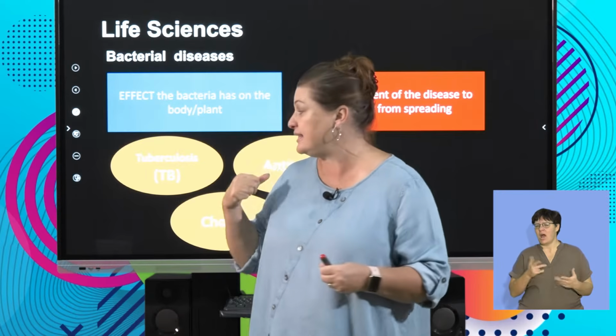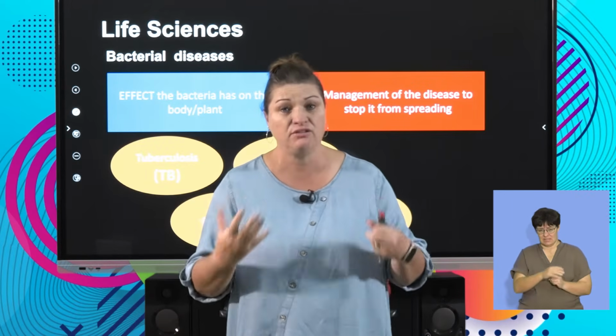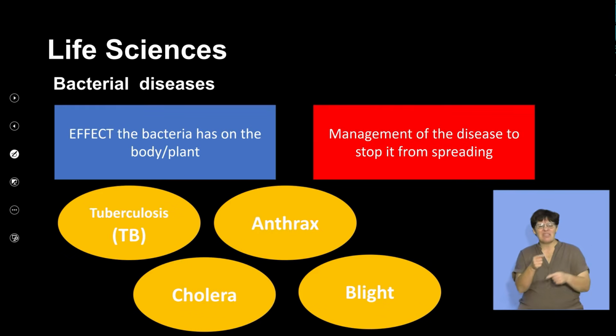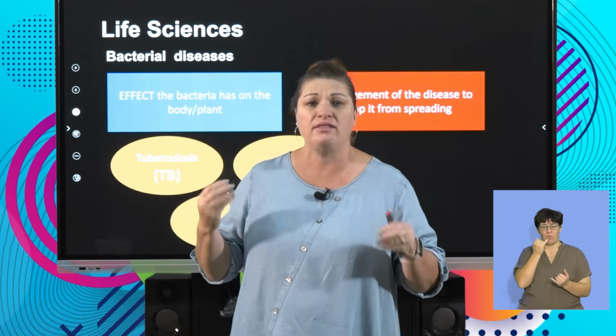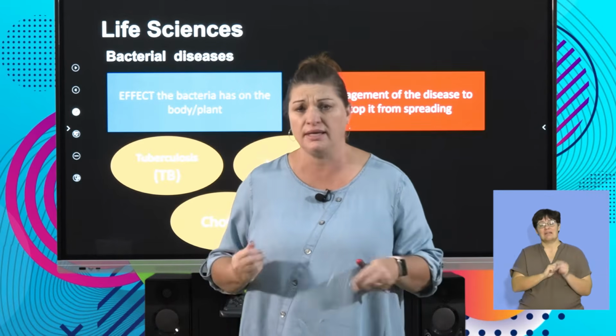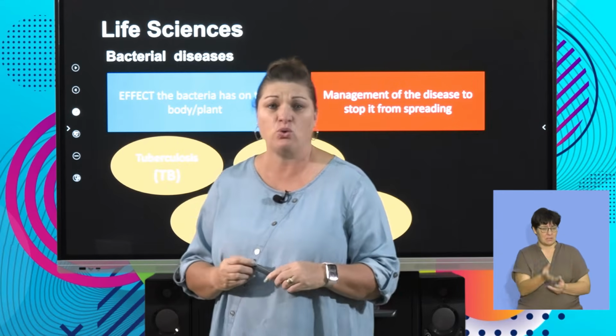to study. The other bacterial diseases that we looked at were anthrax, which we get in cattle. We looked at cholera, which we can get if we eat food or drink water that's contaminated. And the last one we looked at, plants also can get, a fungus, and we call that blight.